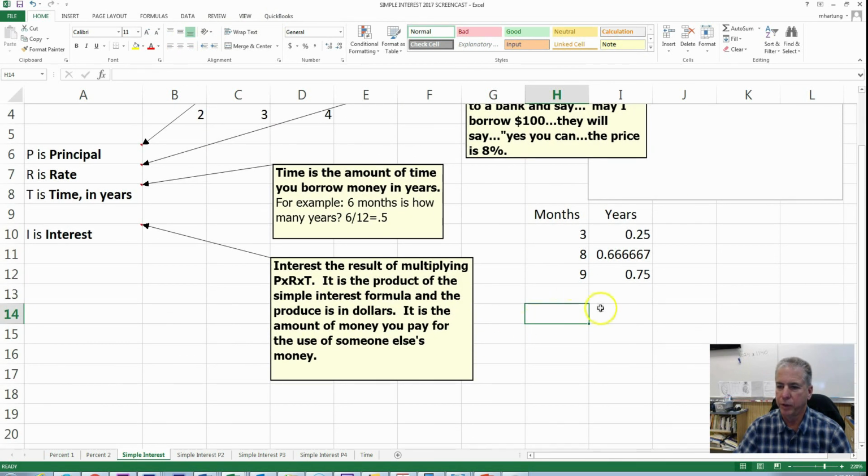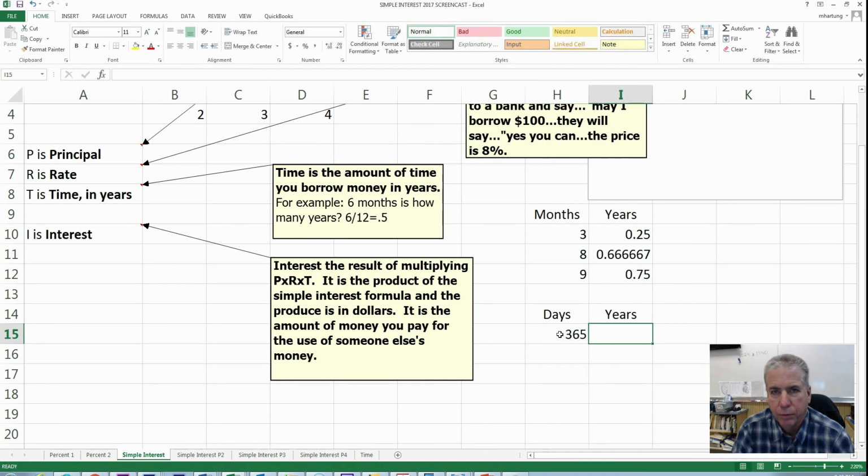Well, let's take this a step further. How about days? 365 days. How many years is that? Easy one. It's 1 year. There are 365 days in a year. Well, let's make it a little more difficult. How about 90 days? What if you borrow money for 90 days? Does anybody borrow money for 90 days? These things do happen. Absolutely. It does happen in the world of business.